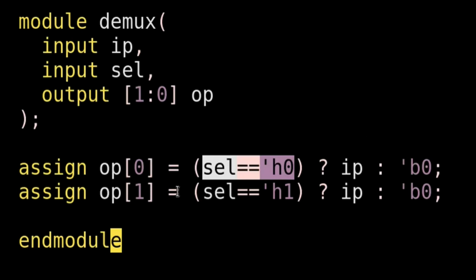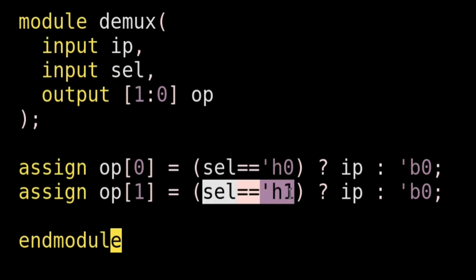Now OP1. When select line is 1, whatever is available at the input should be passed to OP1. Otherwise, OP1 should be 0. Now let us see your next question.